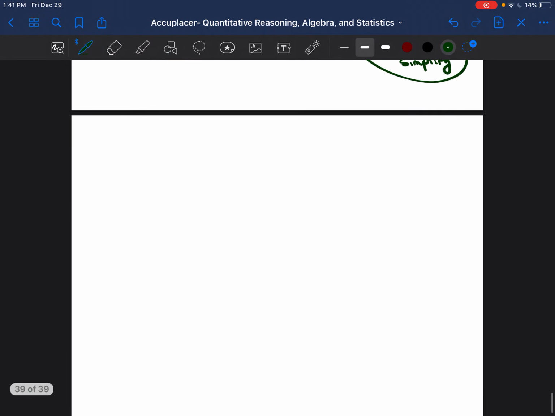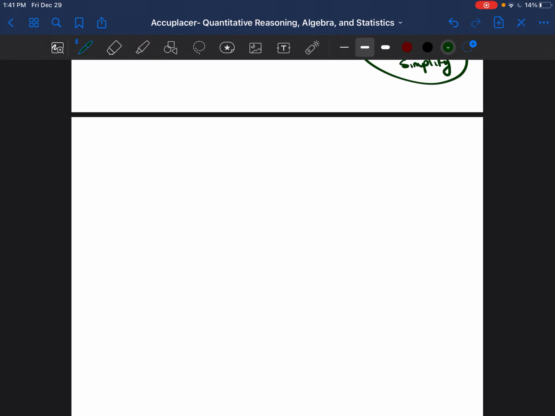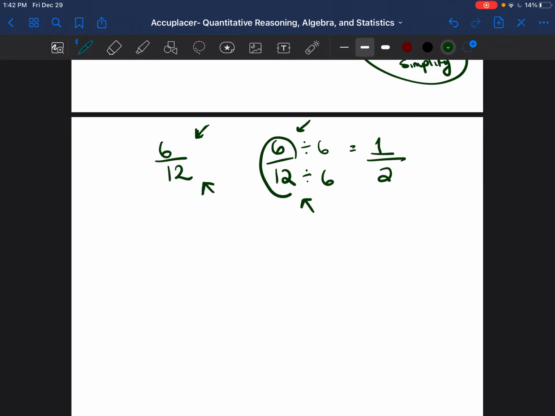But sometimes you have something that looks like this. I'll do 6/12. Now, the top number is not the same as the bottom number, and the top number is not larger than the bottom number, but we still need to simplify. So how do we do that? We do it slightly different. So we have 6/12. What we do is we find a number that can go into 6 and a number that can go into 12. You may say, okay, I know that 6 can be divided by 6 and 12 can be divided by 6. 6 divided by 6 is 1. 12 divided by 6 is 2. 6/12 simplified or reduced is 1/2.